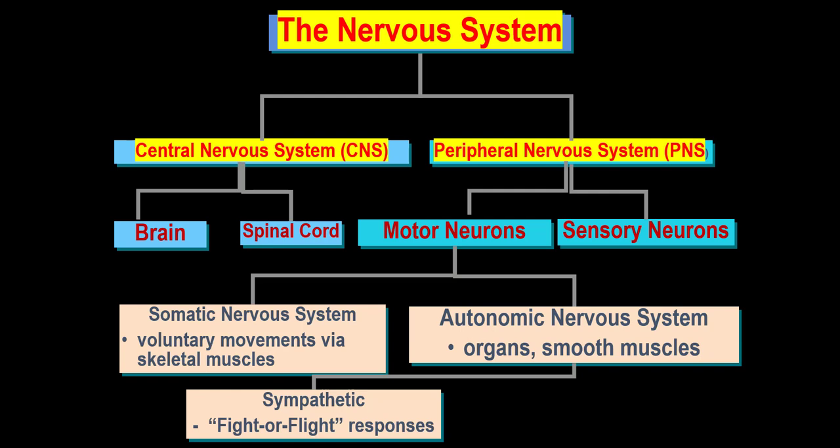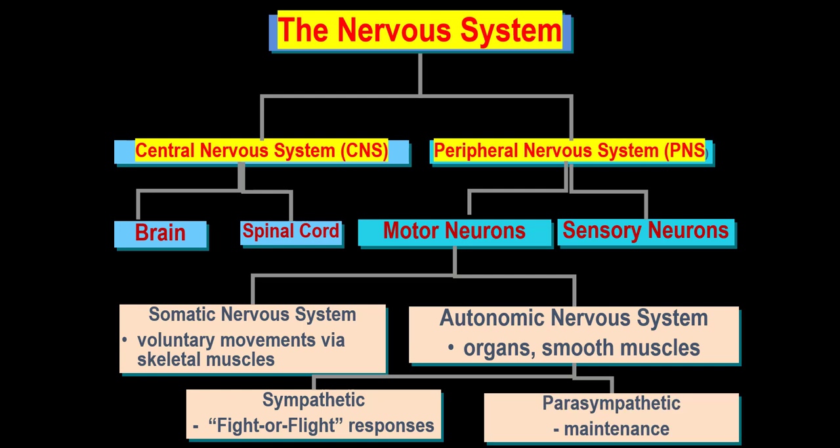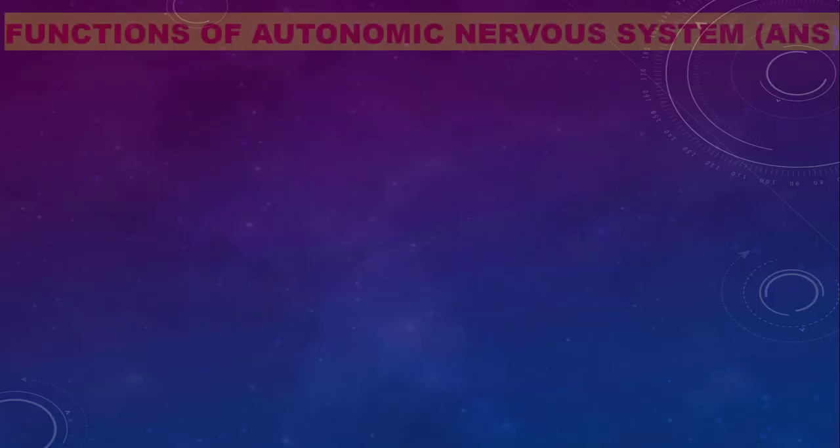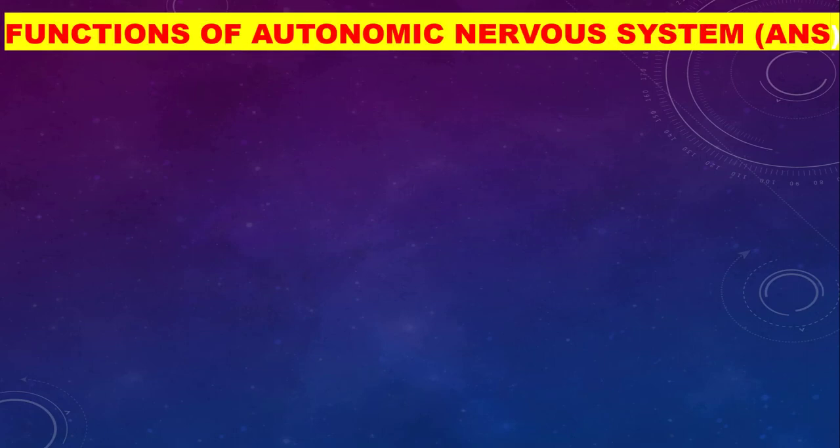The autonomic nervous system is further classified into the sympathetic, which is responsible for the fight or flight response, and the parasympathetic nervous system, responsible for maintenance of the body. Functions of the autonomic nervous system.